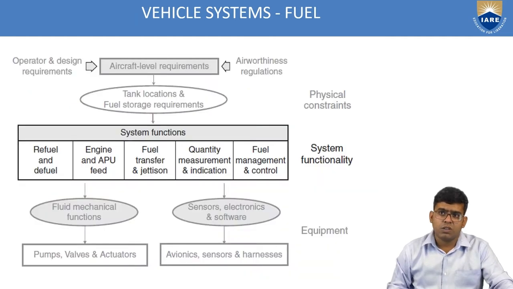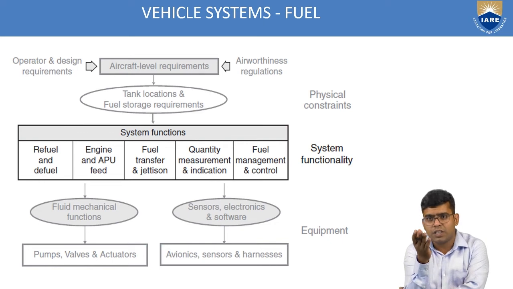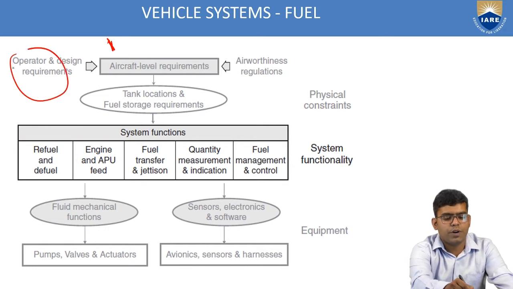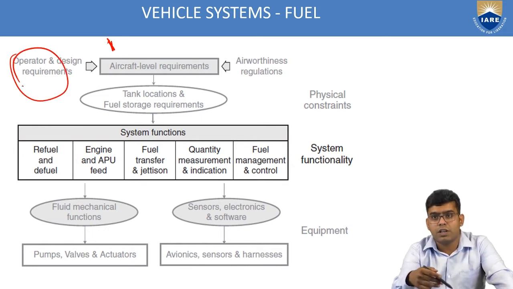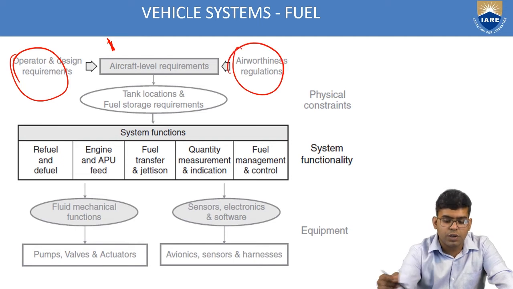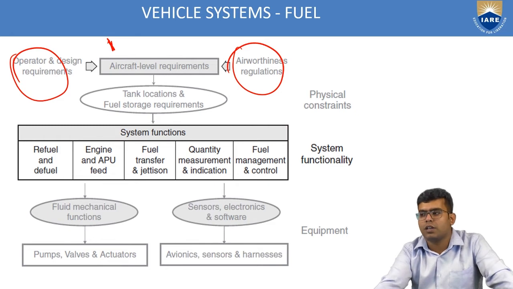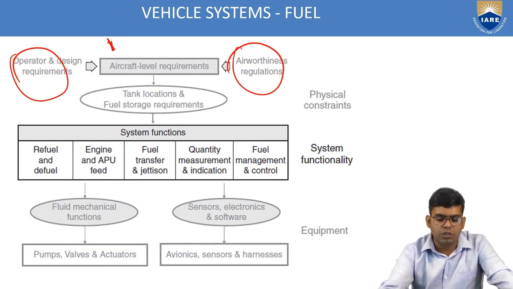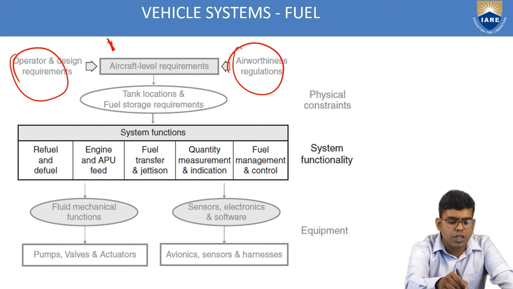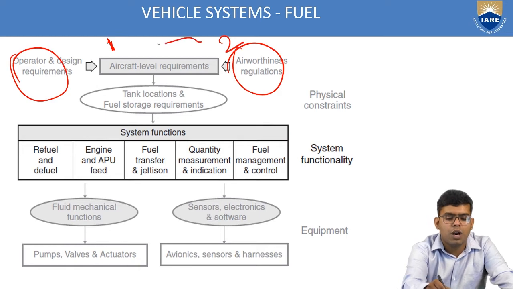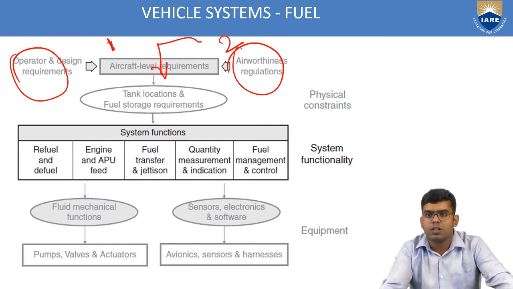Okay. So in this figure, we can see what the design requirements are and what the system functions are that we need. In the first level, you have the conceptual phase, where you have the operator design requirements, which come from mission or aircraft requirements, and airworthiness regulations, like those imposed by government agencies such as the Federal Aviation Administration or the Directorate General of Civil Aviation in India. These have regulations. When you're designing, you need to consider the operator design requirements or the mission requirements of the aircraft and the regulations as an input to your tank locations and fuel storage requirements.